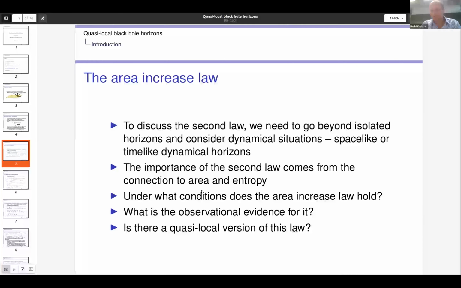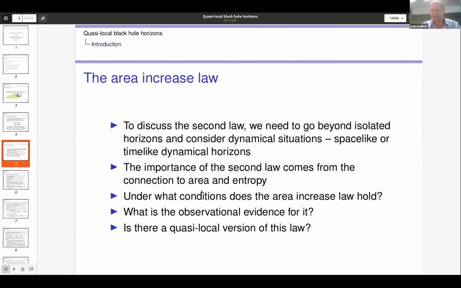What we want to discuss is under what conditions the area increase law holds. What is the observational evidence for it? And is there a quasi-local version of this law? On this last point, we said in the first lecture that even though we have a proof of the area increase law for event horizons, it does not mean that, locally speaking, the event horizon is shown to grow when there is a flux of infalling matter or radiation through it.